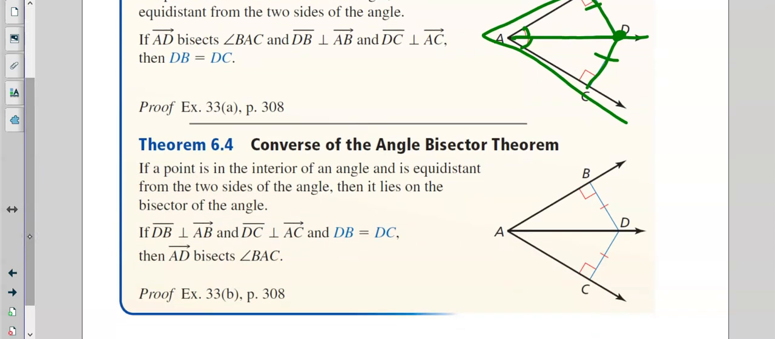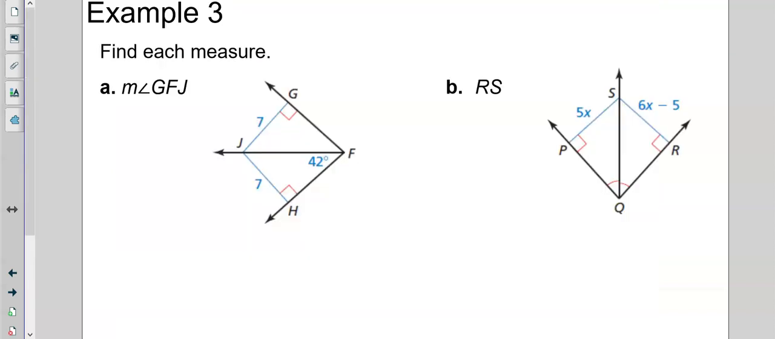And the converse of that is, of course, if we know that this point is equidistant from these two rays, then we know that AD is an angle bisector, and we know this happens. All right, find the measure of GFJ. GFJ is this right here. So this is the converse one.